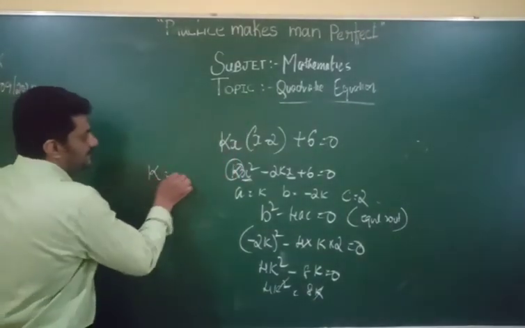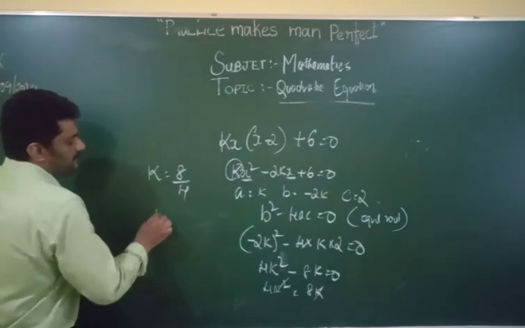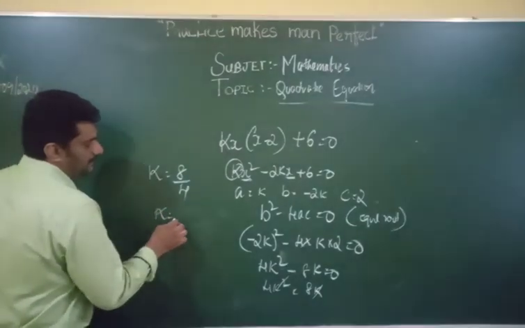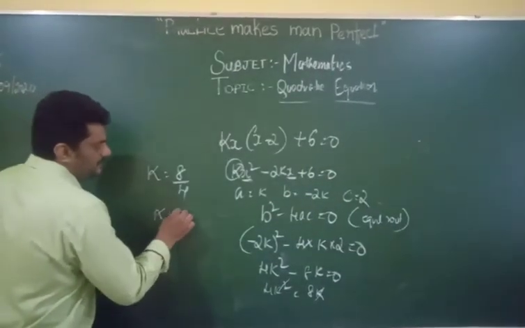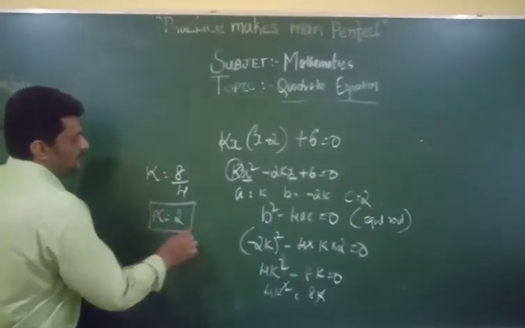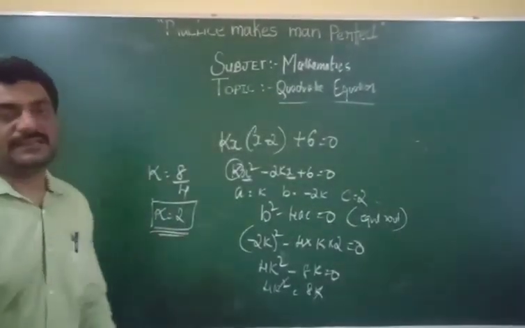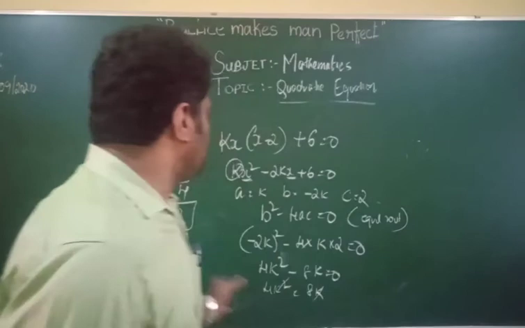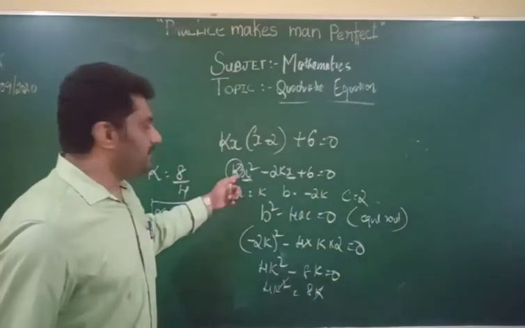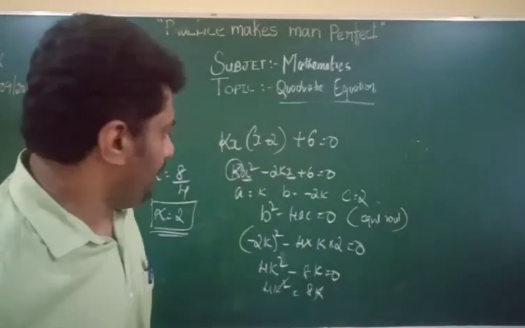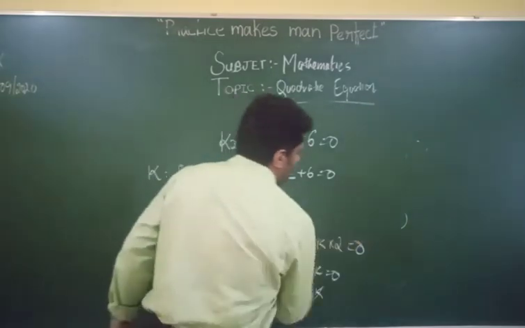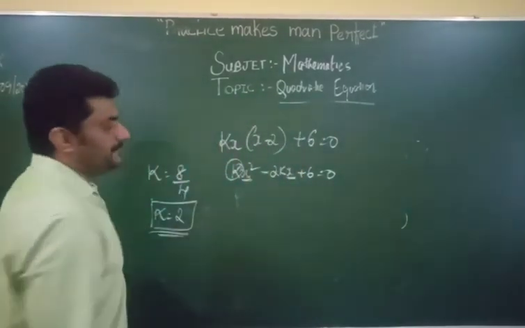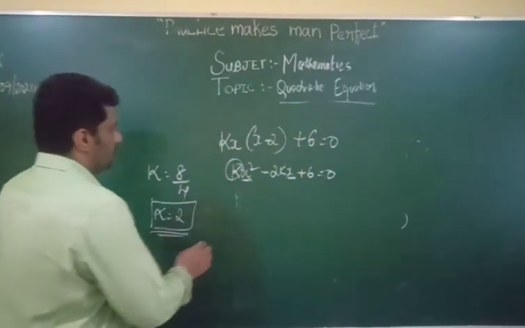So k is 8 by 4. So the k is how much? 8 by 4 is 2. Now we get the value of k. Once you get the value of k, put it here. In place of k, put the value of 2.